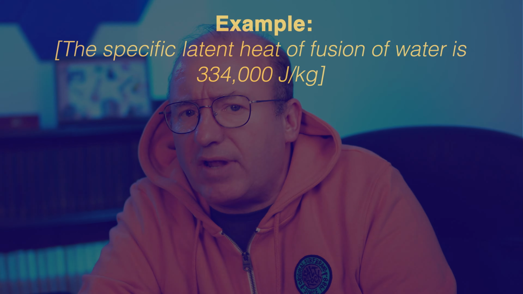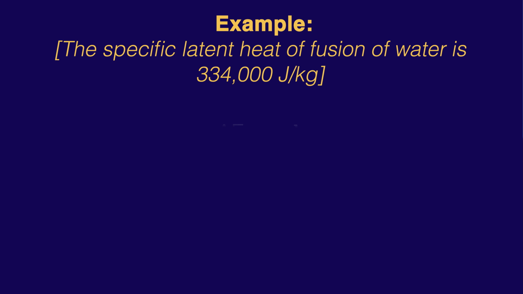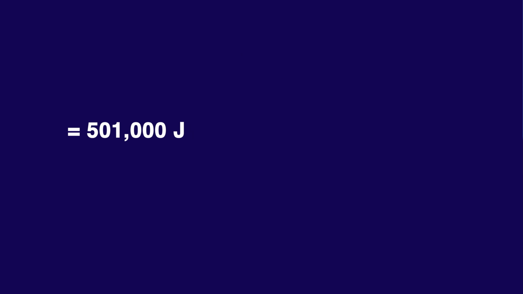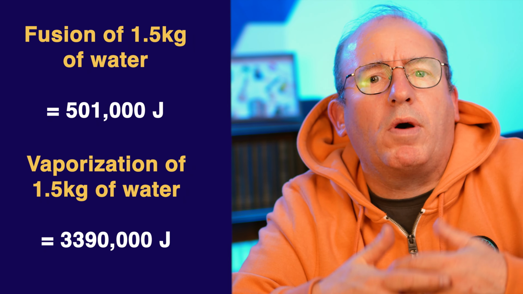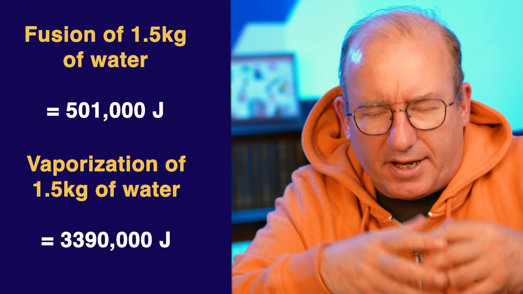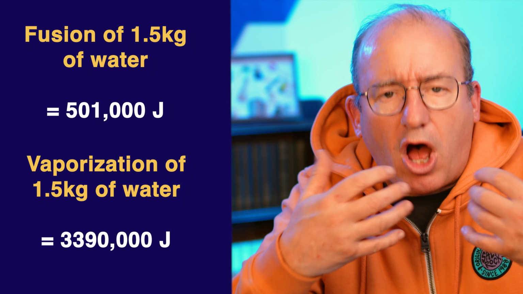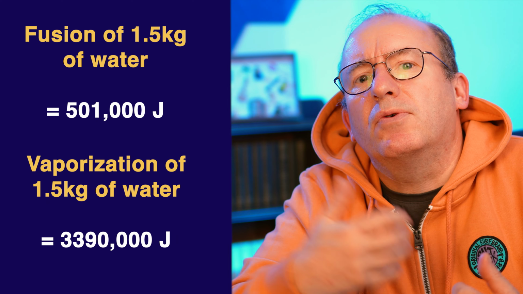How does boiling 1.5 kilograms of water compare with melting 1.5 kilograms of ice? Well, water has a specific latent heat of fusion of 334,000 joules per kilogram. So, delta E equals m L subscript f, which equals 1.5 kilograms times 334,000. Plugging that into the calculator, we get 501,000 joules. You can see there it takes a lot more energy to change the 1.5 kilograms of liquid water at its boiling point into water vapor than it does to change 1.5 kilograms of ice at its freezing temperature into 1.5 kilograms of liquid water.